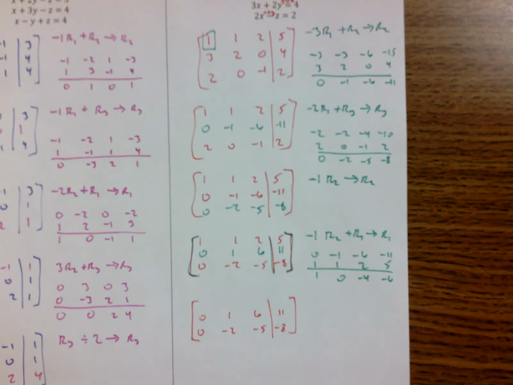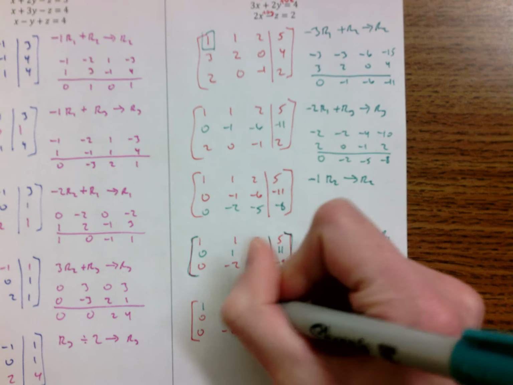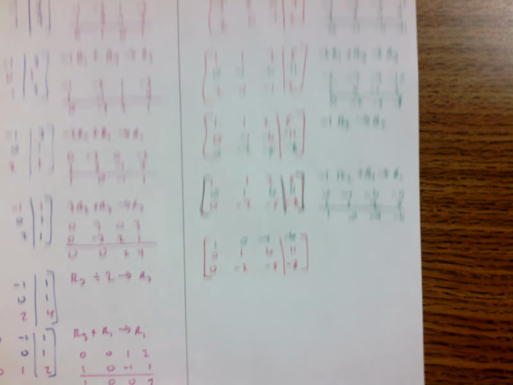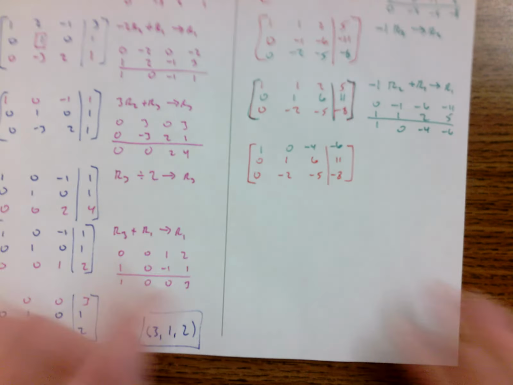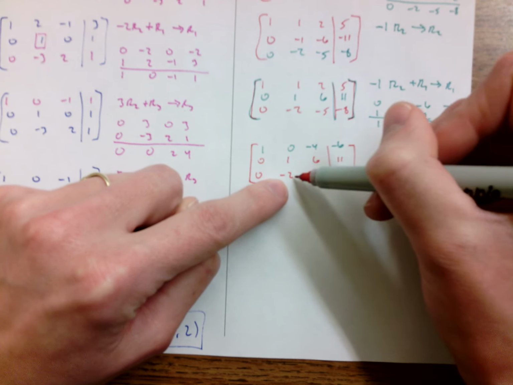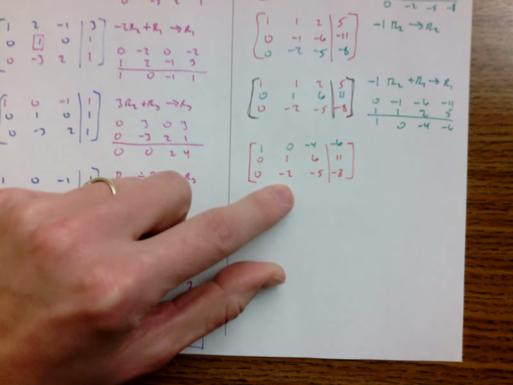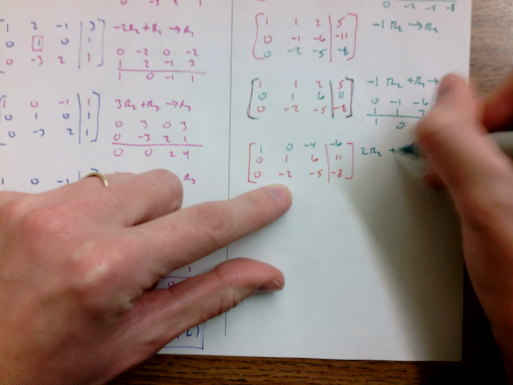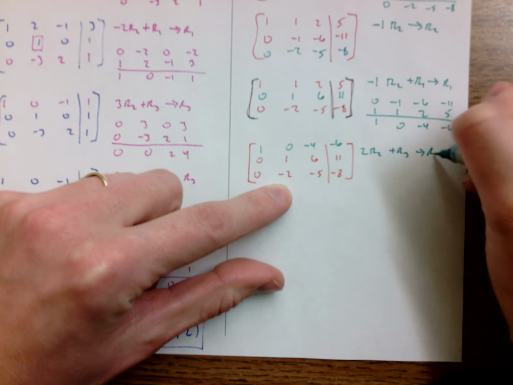All right, and our new top row is 1, 0, -4, -6. Now we're going to finish off the rest of this column. So I'm going to multiply this by +2, right? Opposite sign of the thing we want to get rid of. So I'm doing +2 times row 2, and I'm adding it to row 3 and putting it in row 3.